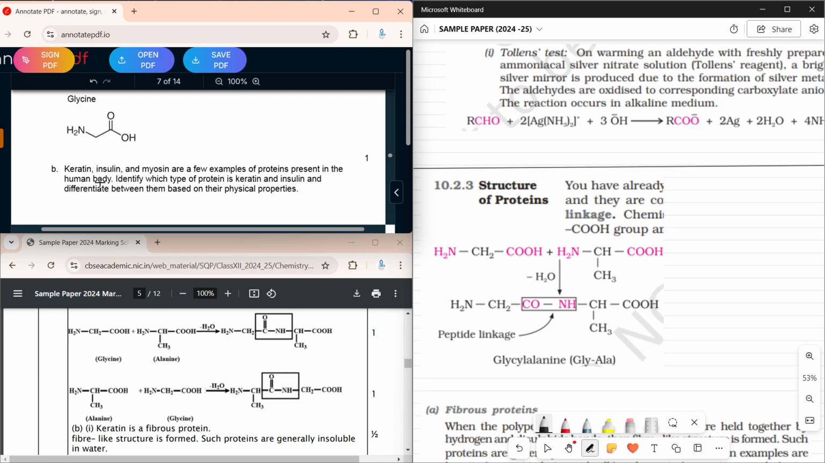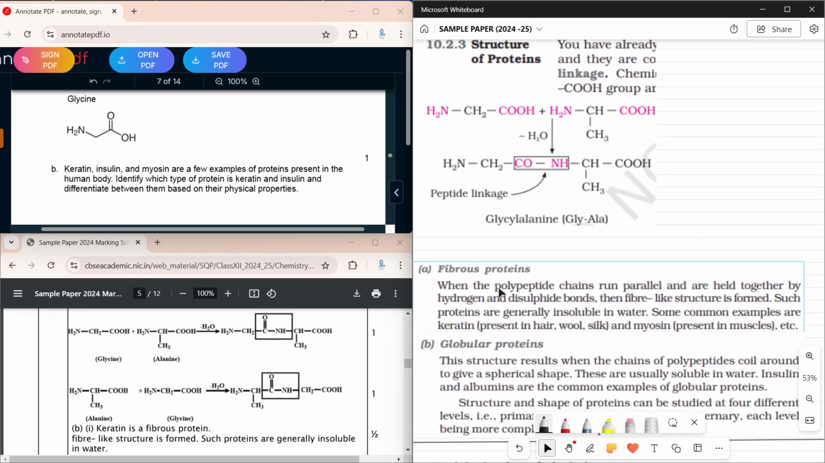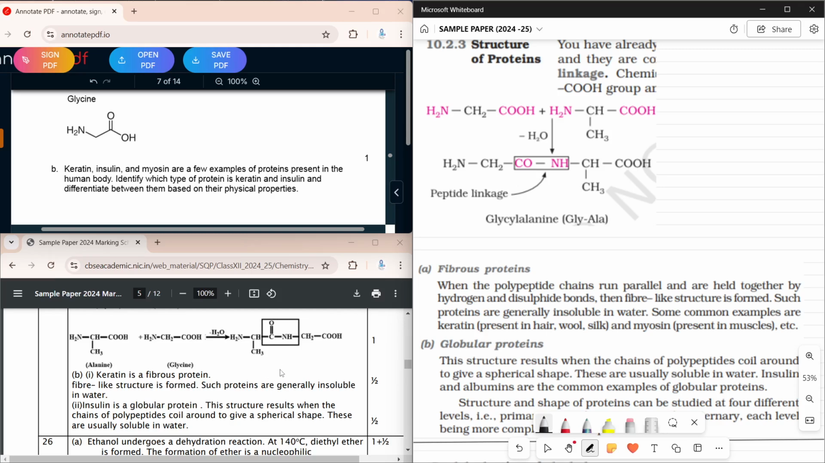Okay. The next question. Keratin, insulin, and myosin are few examples of proteins present in the human body. Identify which type of protein is keratin and insulin and differentiate between them based on their physical properties. Now, this is based on the next topic under the structure of proteins. You have a classification of proteins into fibrous and globular proteins. The example of fibrous protein is keratin, and the important thing is that they run parallel to each other and they're held together by hydrogen and disulfide bonds. So that's one structural difference.